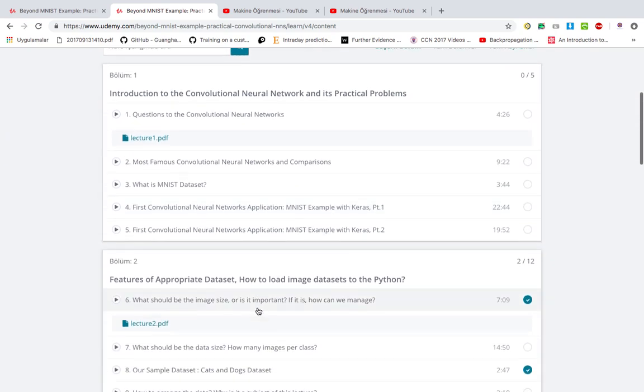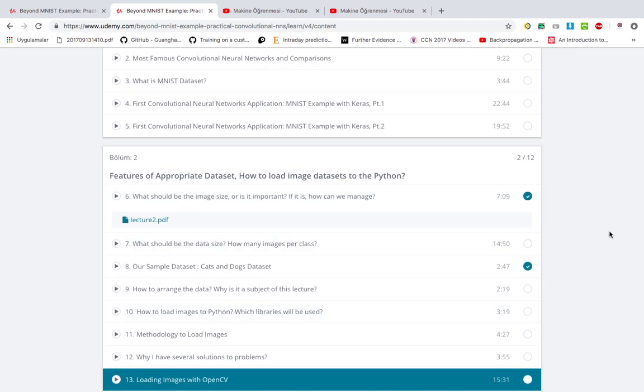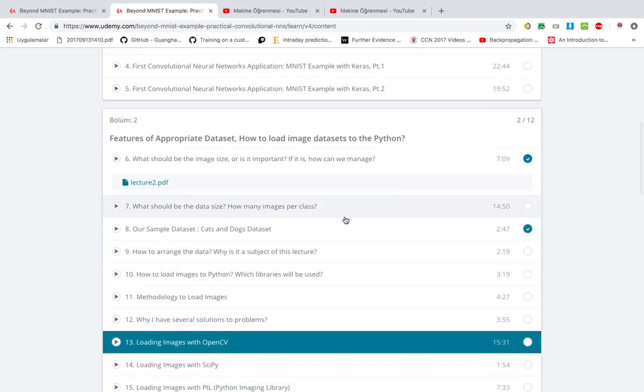Before that, I can say that there are some problems in the practical side of coding. So, what should be the image size, why is it important, and how can we manage that, is one of the questions of this course. I can show you that the data size, the image size, and the methodology to load images are some of the problems of this course.